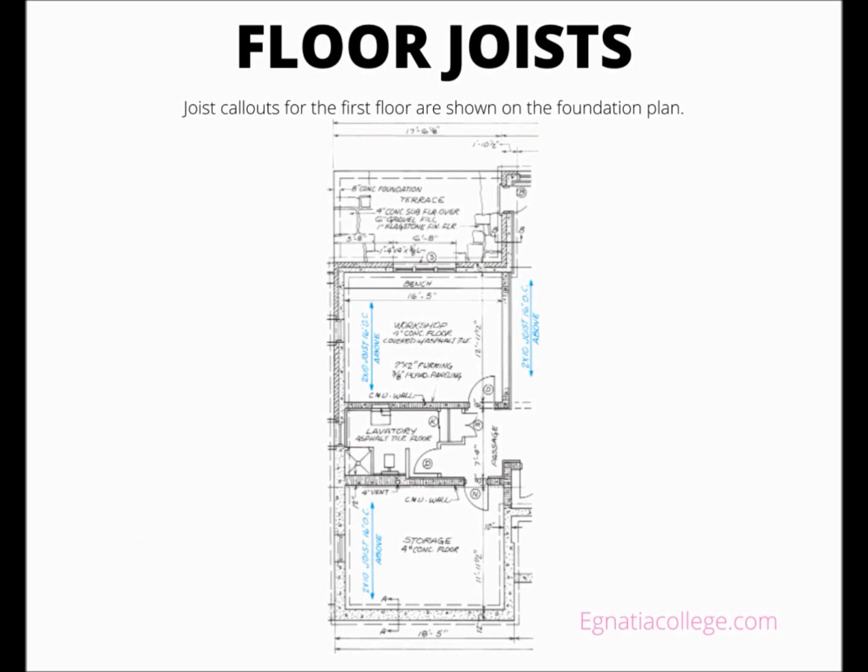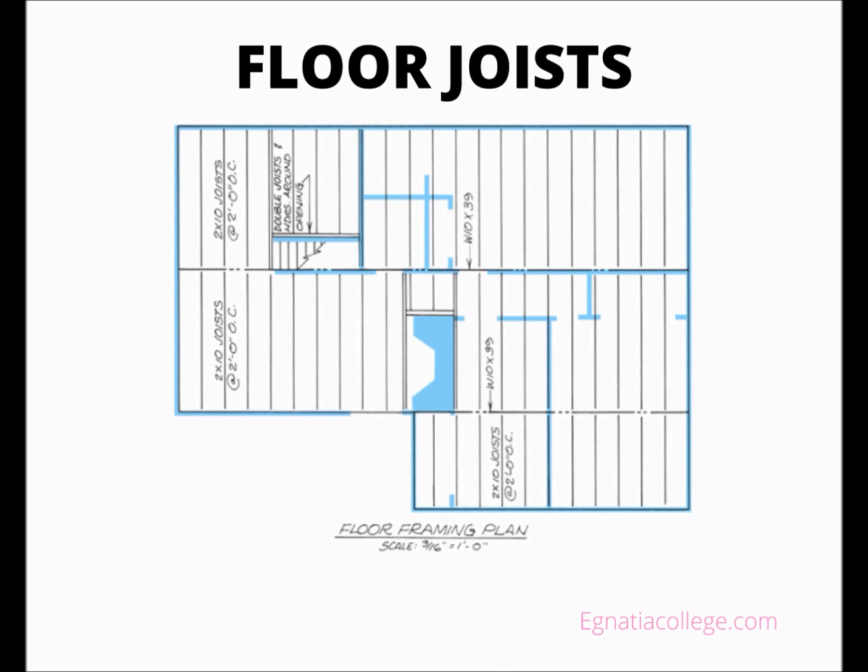Notes on the floor plans indicate the size, direction, and spacing of the joists in the floor above. For example, notes on the foundation plan give the information for the first floor framing. When the arrangement of framing members is complicated, a framing plan may be included. On most framing plans, each member is represented by a single line.